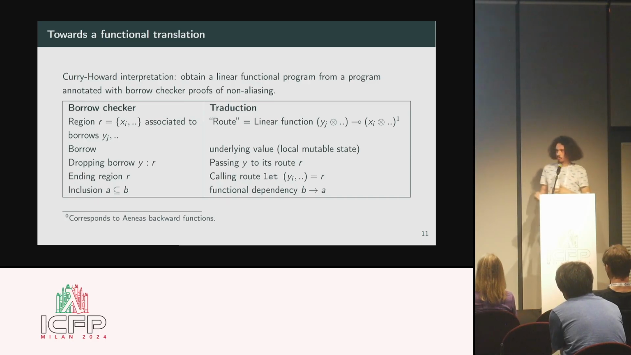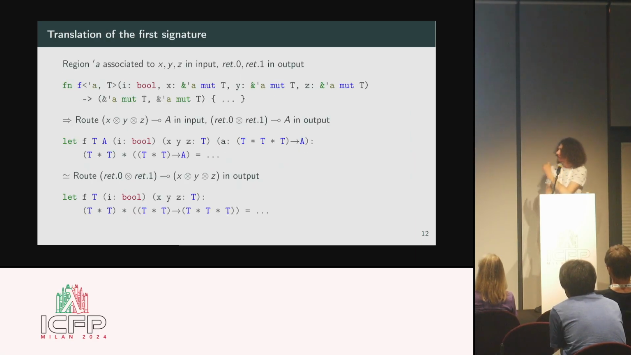So it means that we must end B before A, sorry, in the left column, and in the right column, it means that we must call the function B to give back the dependency needed by the function A to call it afterwards. And so now I will proceed on the previous examples to see how the signature of a function is translated.